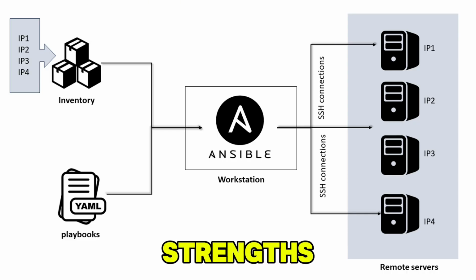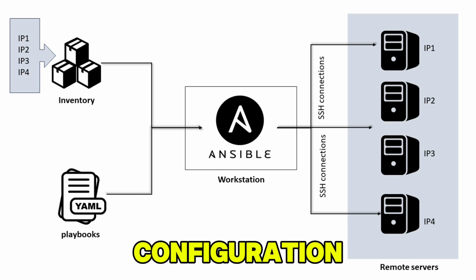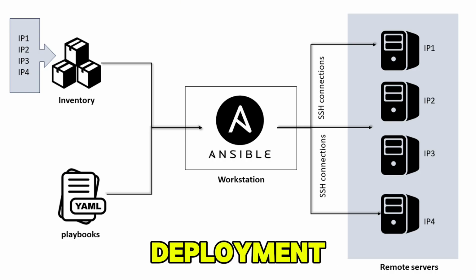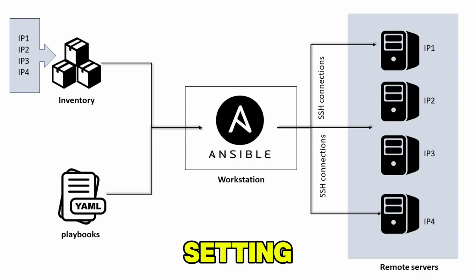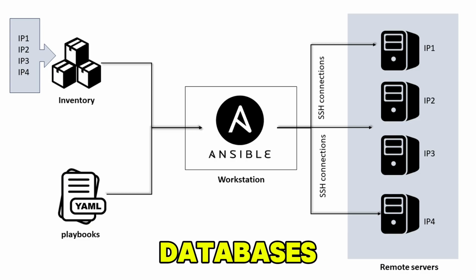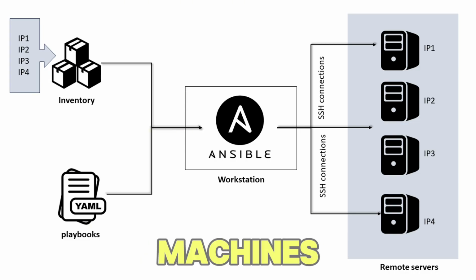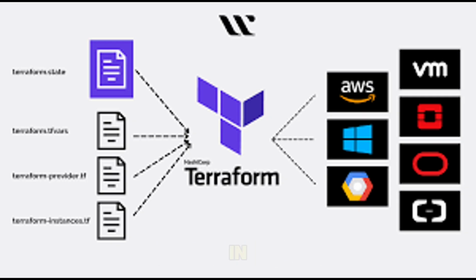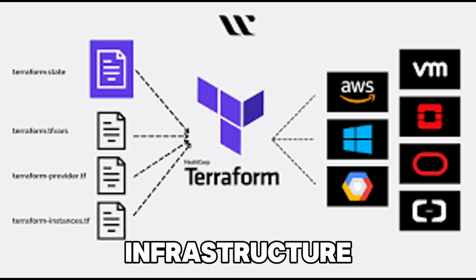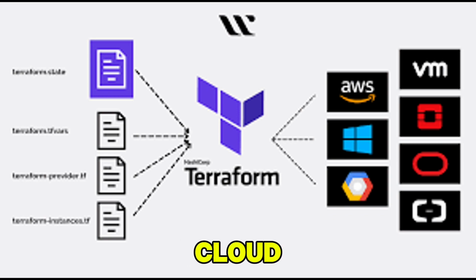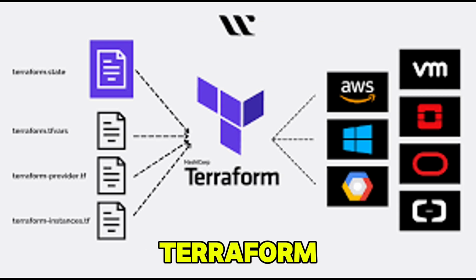So what are their core strengths? Ansible excels at configuration management and application deployment. It's fantastic for tasks like setting up web servers, configuring databases, or deploying applications across multiple machines. Terraform shines in provisioning and managing cloud infrastructure. It supports multiple cloud providers and can manage complex multi-cloud environments. Want to spin up a Kubernetes cluster in AWS, set up a database on Azure, and configure a CDN on Google Cloud? Terraform can handle all of that in a single workflow.